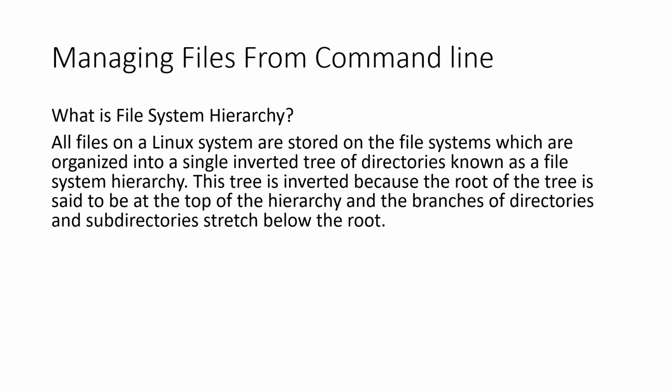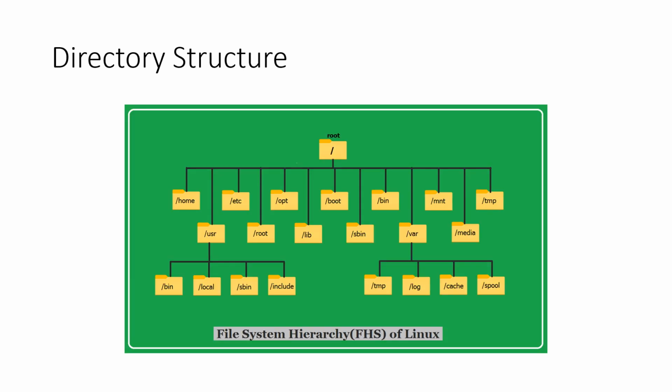Let's move to the next slide, where we'll talk about managing files from the command line. What is file system hierarchy? All files on a Linux system are stored under the file system, which is organized into a single inverted tree of directories known as the file system hierarchy. This tree is inverted because the root of the tree is said to be at the top of the hierarchy, and the branches of directories and subdirectories stretch below the root.